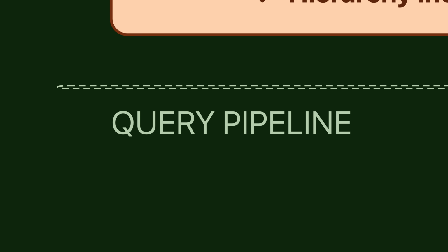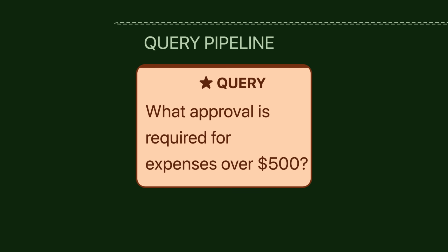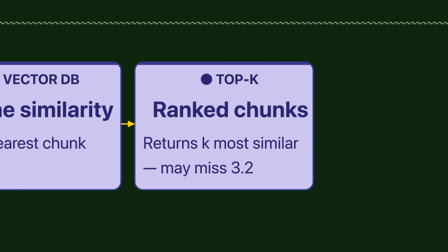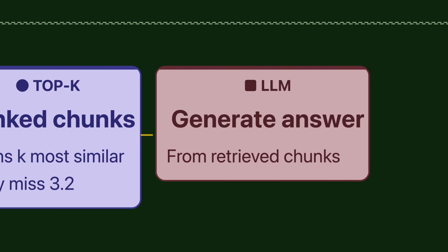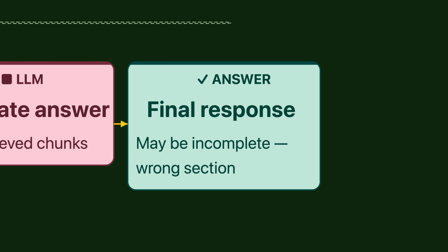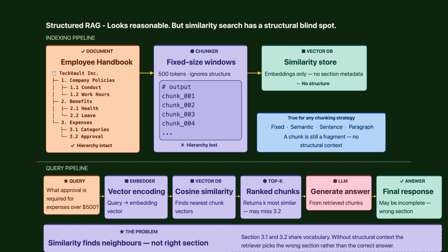Now let's look at the query side. Someone asks what approval is required for expenses over $500. The question gets converted to a vector and sent to the vector DB, which returns top results. The similarity search finds the closest match. This is sent to the LLM as context along with the original query. The answer returned was section 3.1. Expense categories. Same topic. Wrong answer. The problem isn't retrieval. It's that we destroyed the document structure before we even started. Without structural context, the retriever picks the wrong section rather than the correct answer.